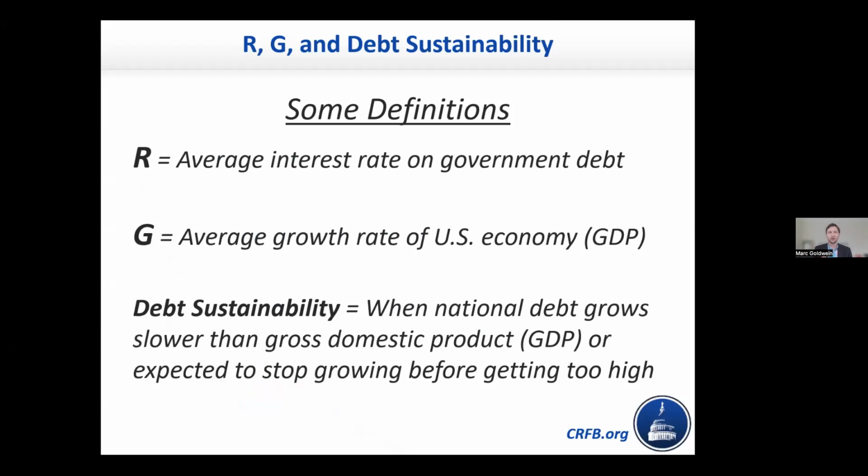These variables and others are really important for understanding debt sustainability, which we typically define as debt not growing faster than the economy. But I think an alternative definition would be debt not expected to keep growing faster than the economy. So, for example, if debt is 80% now, and it looks like it's going to go to 100% but not go above that ever, we might still say that's sustainable, even though debt is rising for a period of time. Debt is unsustainable when it seems like debt is going to indefinitely keep growing relative to the economy.